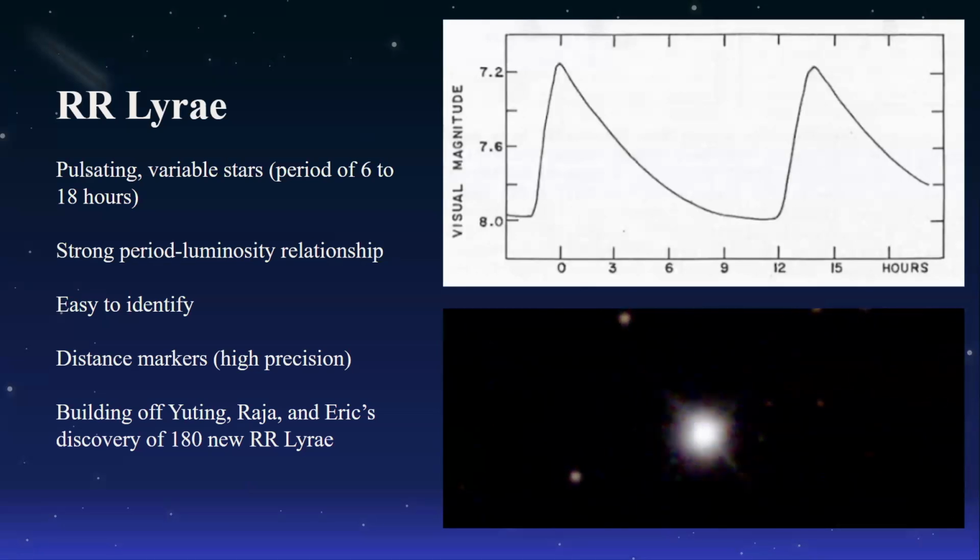Another really important thing about these RR Lyrae is that they're very easy to identify. As you can see in this image below, it pulses. This video is obviously sped up, but in reality this would pulse every 6 to 18 hours, and this makes RR Lyrae really easy to identify. So data sets of RR Lyrae will often be very uncontaminated, which is very good for our research. I would also like to mention that we are using 180 new RR Lyrae discovered by Yuting, Raja, and Eric. So we'd like to acknowledge them.